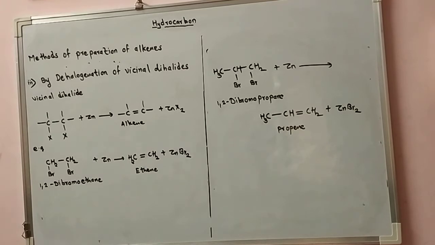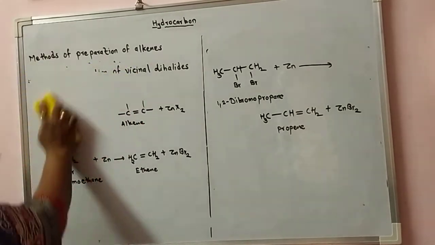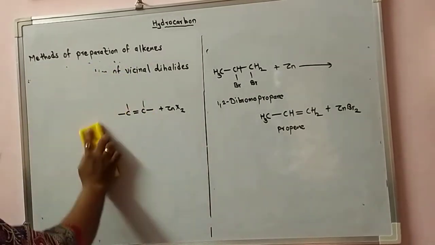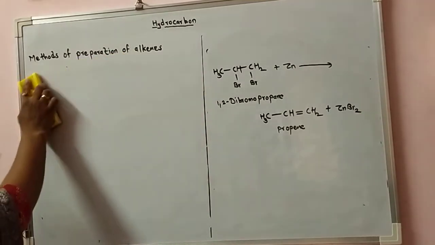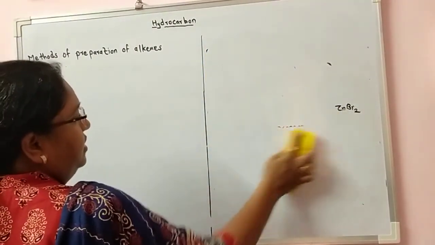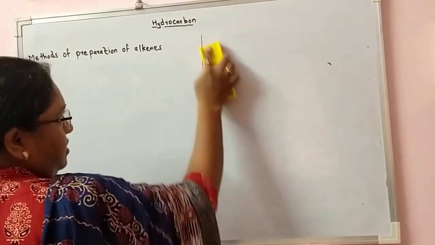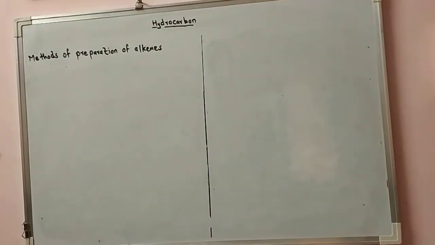Now let's see the second type of reaction. So far we have seen the elimination type of reaction. In that, dehydrohalogenation is the removal of a hydrogen and a halogen atom from adjacent carbons. Then we have seen dehydration of alcohol, and this third elimination reaction, the removal of halogen atoms from adjacent carbons, is dehalogenation.